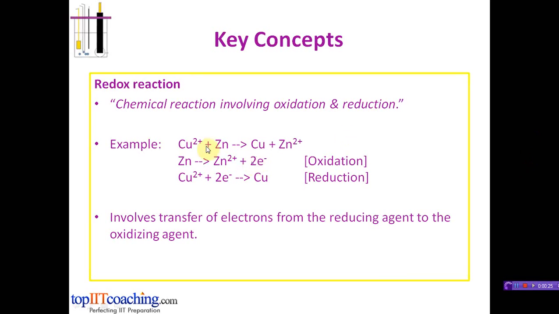So let's take the example of copper ions and zinc. In this reaction, copper ions are getting reduced to copper, whereas zinc is getting oxidized to zinc ions. So the oxidation half is the oxidation of zinc into zinc ions, and the reduction half in this reaction is the reduction of copper ions into copper.